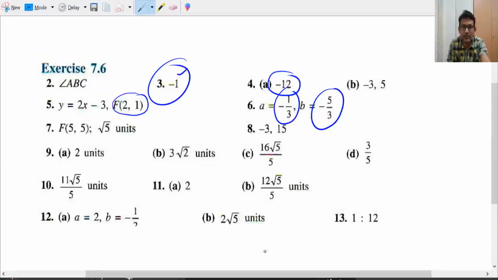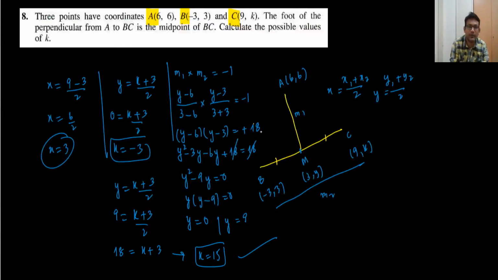Let me check the answer. Yes, 15 and minus 3, we are absolutely right. We have done it right. In this way, we have done till question number 8.